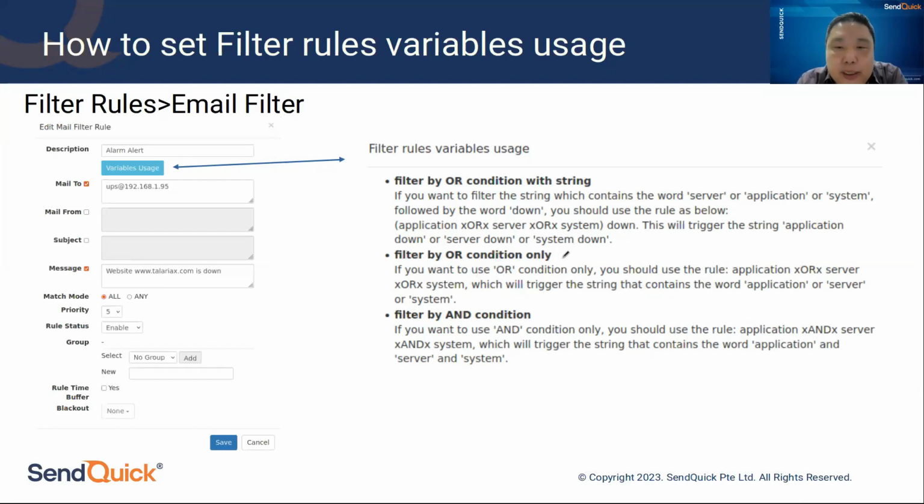What if you receive an email from the monitoring system, they send to SendQuick, but it does not fit this filter rule or did not qualify for this filter rule? Where will that email be logged in our system? It will be in the discard log. We still receive it, but we don't trigger the SMS out.